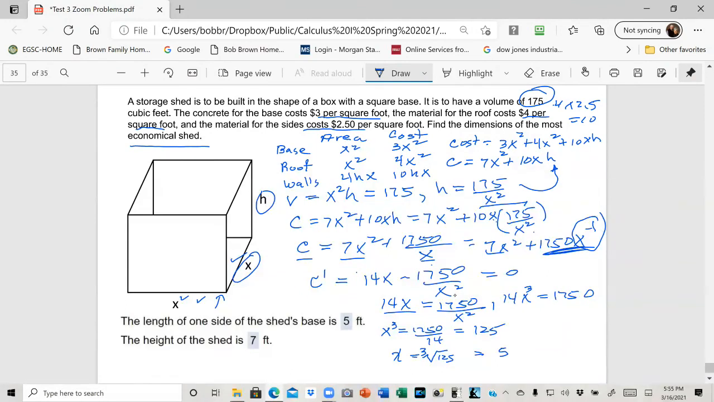So the length of one side of the shed's base is going to be 5 feet. The height we will get from the formula h equals 175 over x squared, which is 175 over 25, equals 7. So the height of the shed should be 7 feet. And that is the last of the problems.